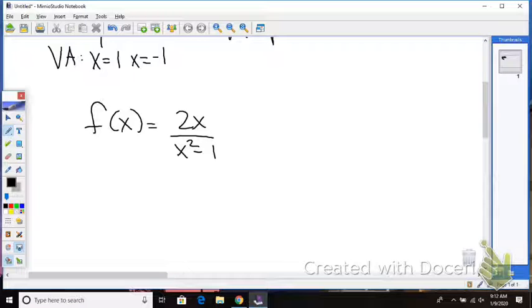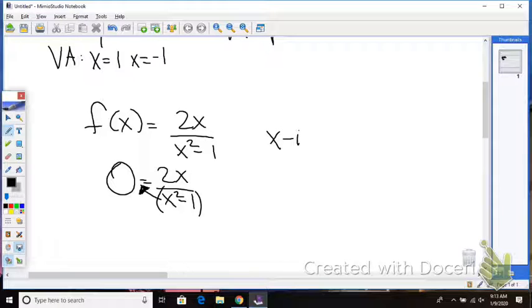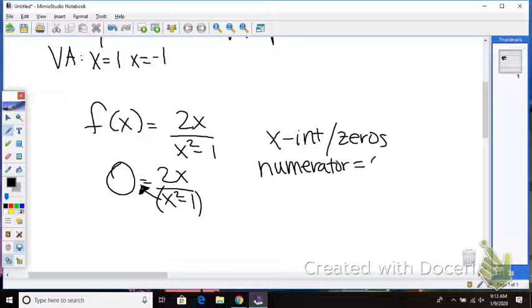So when I want to find the x-intercept, I'm going to replace the y with 0. What represents y up here? f of x. So I'm going to make this 0 equals 2x over x squared minus 1. What's x squared minus 1 times 0? Just 0. So when you're finding the x-intercepts, which are also known as the zeros, you just need to take the numerator and set it equal to 0.